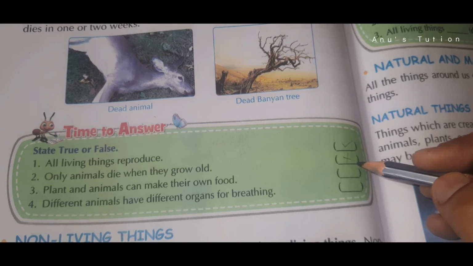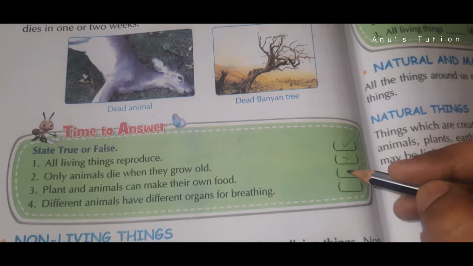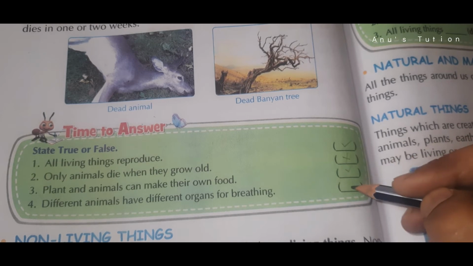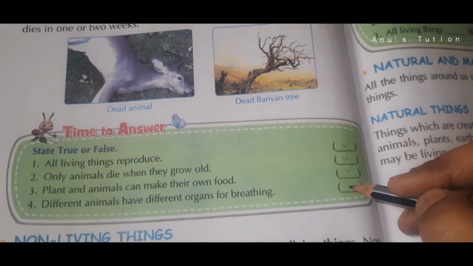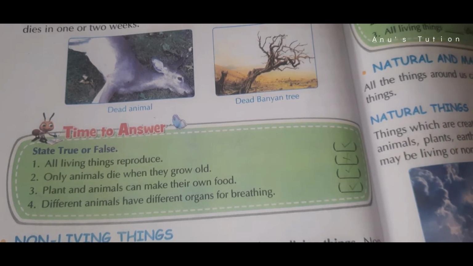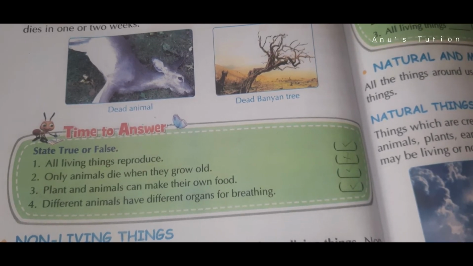Plants and animals can make their own food. Yes. Different animals have different organs for breathing. Yes. Only animals die when they grow old.